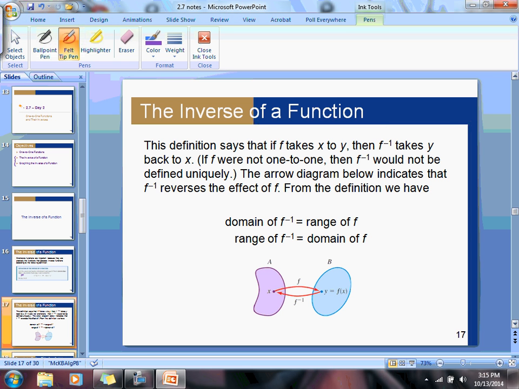And this is a really good picture that shows that concept. If your original function goes from A to B, then the inverse function goes from B to A. And you're going from that same input value to the range value, and that same range value back to the original input value.